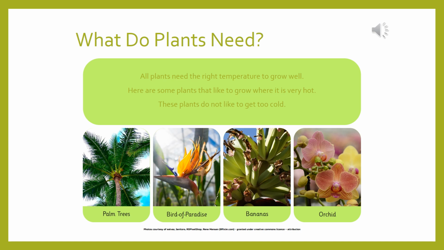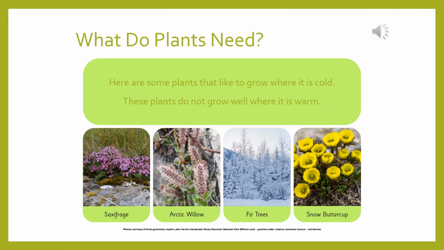Here are some plants that like to grow where it is very hot. These plants do not like to get too cold. Have a look at the pictures and see what you notice. Here are some plants that like to grow where it is cold. These plants do not grow well where it is warm. Take a look at the pictures. How are they different to the plants that you saw on the previous page?